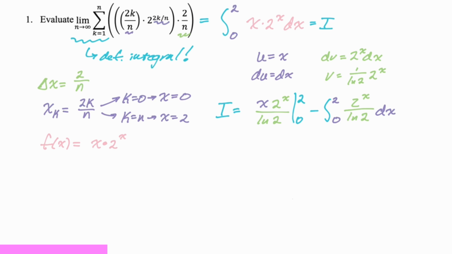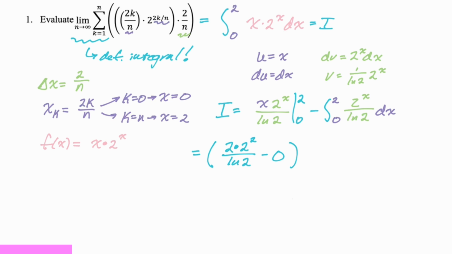The first part we can just evaluate with the fundamental theorem. When you plug in 2, you get 2 times 2 squared over natural log of 2. When you plug in 0, it just zeroes out because you have x times, so that's gone. We have to integrate this, so the 1 over natural log of 2 is just like a constant multiple. Ignore it for a second.